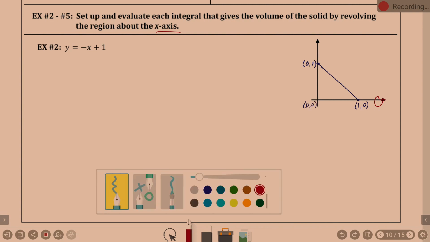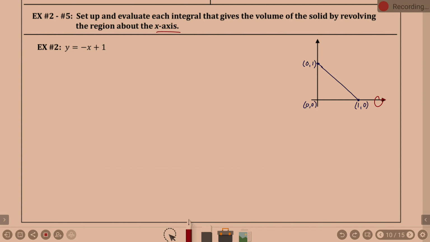Now, we're taking this region right here that is basically under the curve. And we're going to rotate this triangular shape about the x-axis. Okay, so if you think about it, it's going to be one of those cone shapes, right? Because we're rotating that about the x-axis.